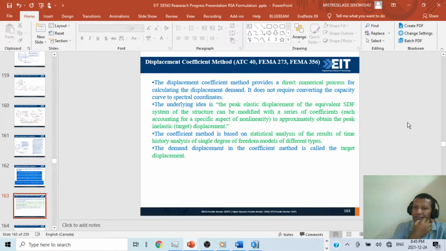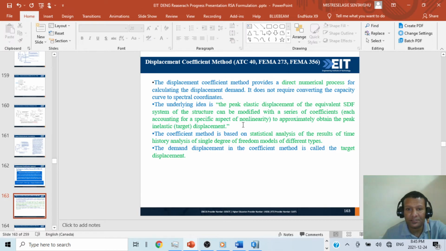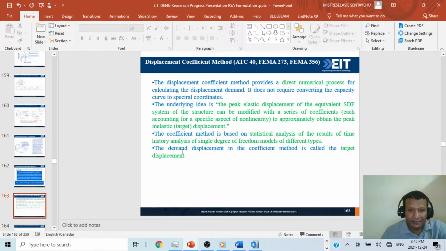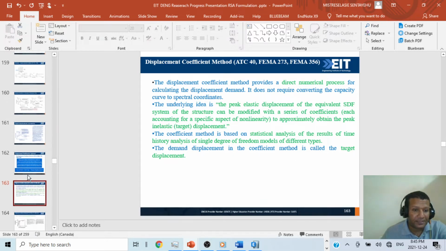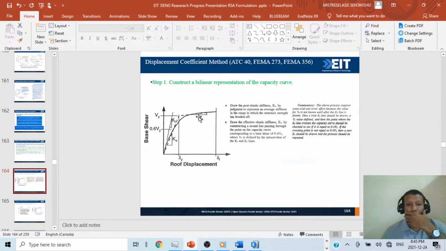Once we have the elastic single degree of freedom system, and we apply the force, and once we find the displacement, then we apply coefficients. The coefficient method is based on statistical analysis of the results of time history analysis of single degree of freedom models of different types. The demand displacement in the coefficient method is called the target displacement. Okay, so we have steps. Let's see what we are going to do.